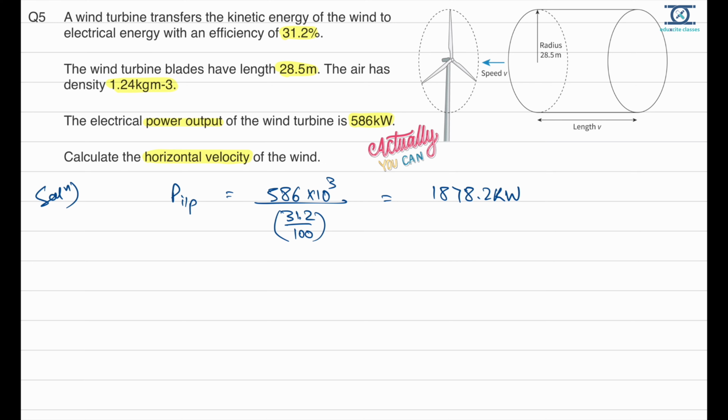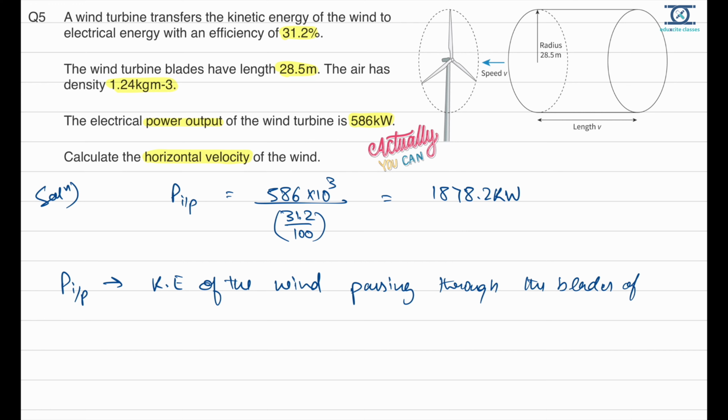Now what does this power input represent? This power input signifies the kinetic energy of the wind passing through the blades of the turbine in 1 second. Can I say like this? Because power is energy per unit time. Now if I take the time as 1 second, then magnitude-wise the power input will be equal to the kinetic energy.